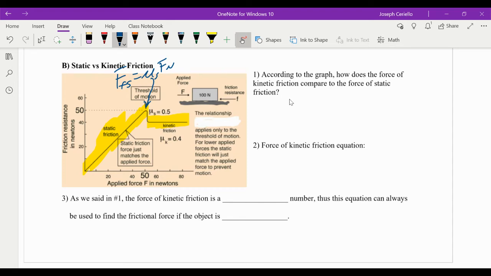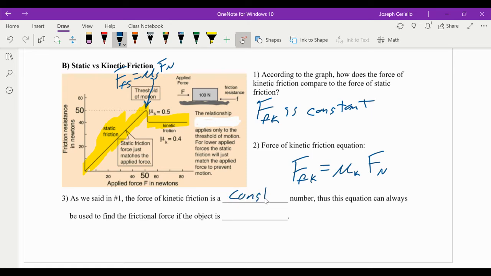According to the graph below, how does the force of kinetic friction compare to the force of static friction? Force of friction kinetic, and this is the important part here, is constant. It's given by this equation here: force of friction kinetic equals coefficient of kinetic friction times the normal force. And number one, the force of kinetic friction is constant. Thus, this equation can always be used to find the frictional force if the object is sliding.